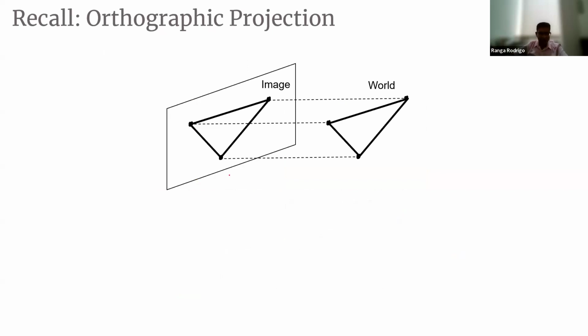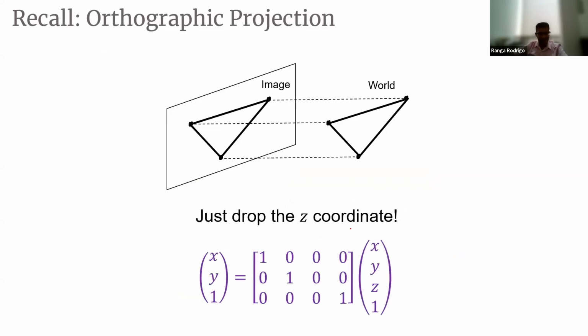This kind of thing is called orthographic projection. You just get rid of one coordinate, the z coordinate in this case. So I'll let you observe that. You can see with this matrix the z coordinate is just dropped, right? You are just getting rid of that.